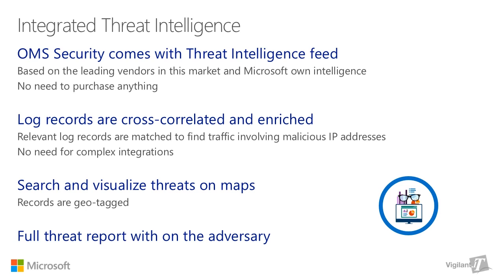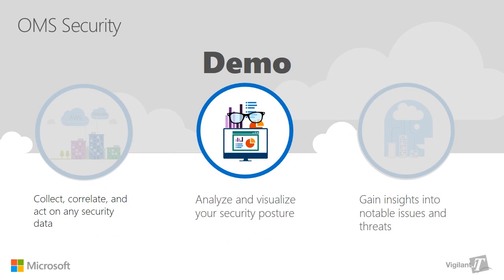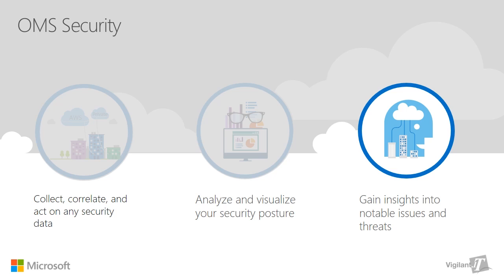Threat intelligence is all about enriching OMS security and audit by continuously feeding real-time intelligence into the log data in a process called cross-correlation and enriching. So not only is it about correlation of data, and not only is it about analysis and visualization of data, it's all about gaining insights into notable threats.